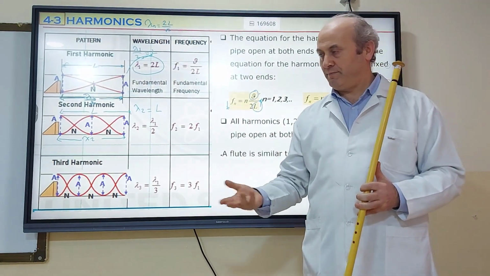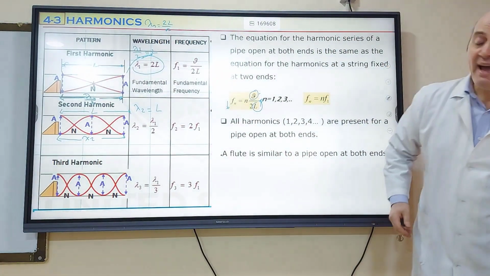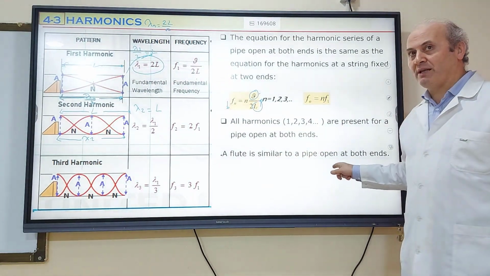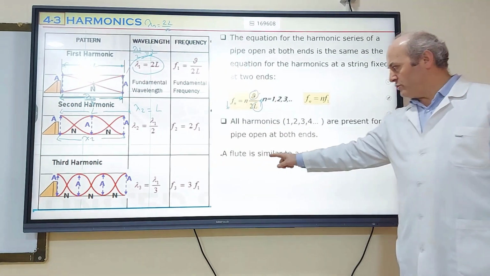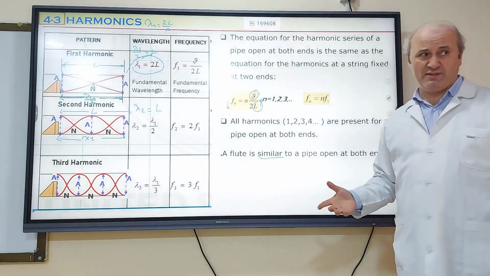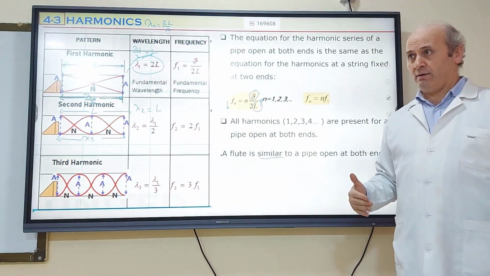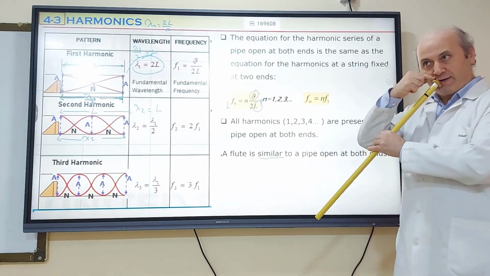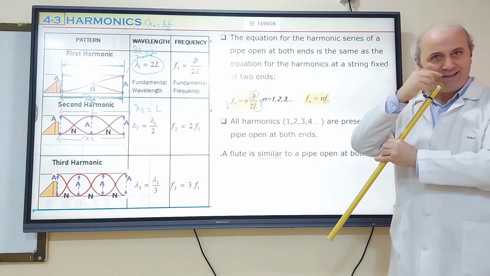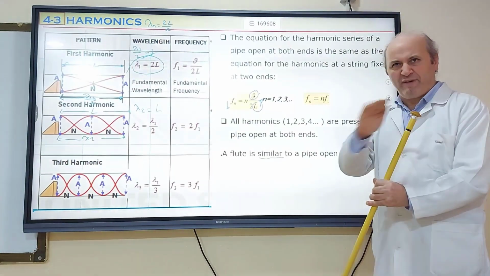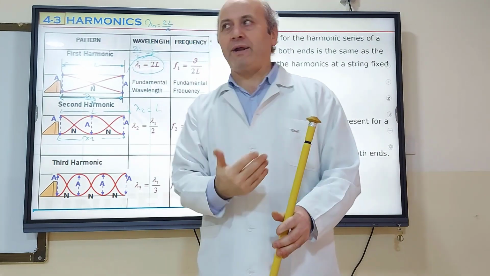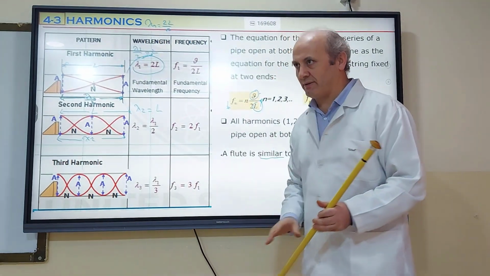We are changing the length of the air column, and we are changing the frequency of the harmonic series, which is called music. Okay. And a flute is similar to a pipe open at both ends. Your book says similar because it makes sense. None of them is a perfect open end, because when you are blowing, you are closing here. That's why you don't say perfectly; it's similar to an open-at-both-ends pipe.